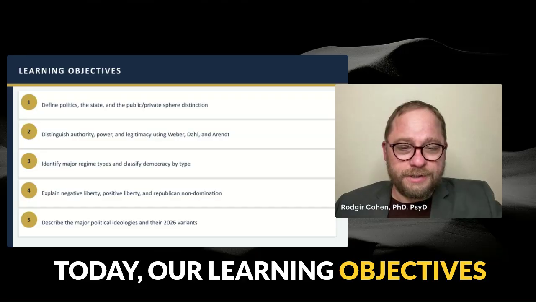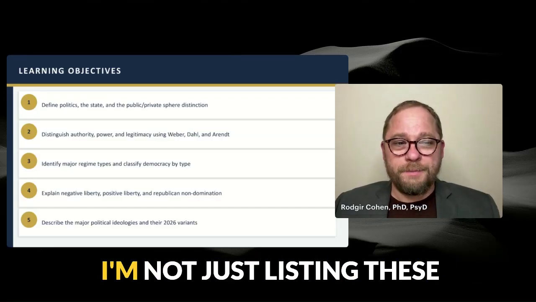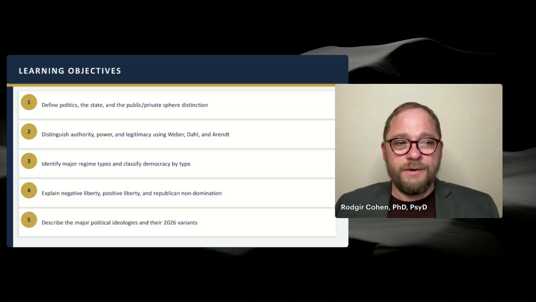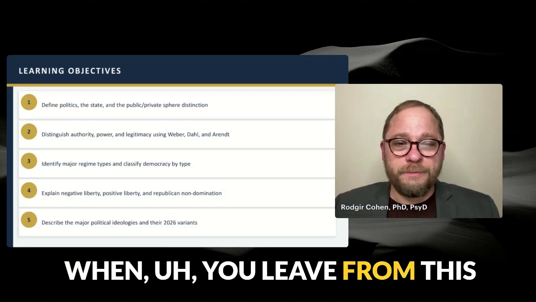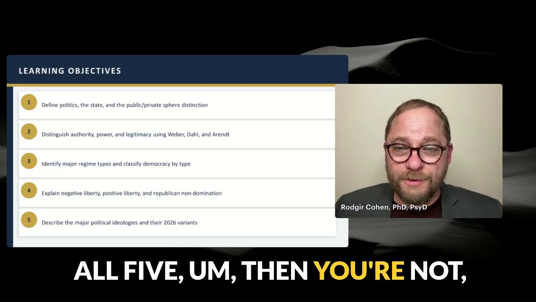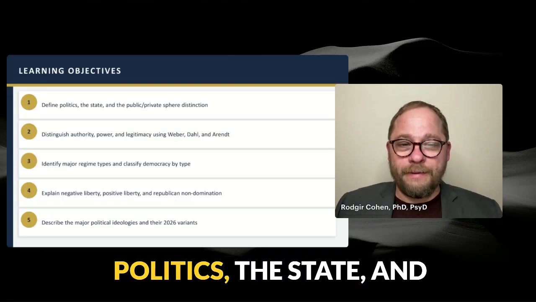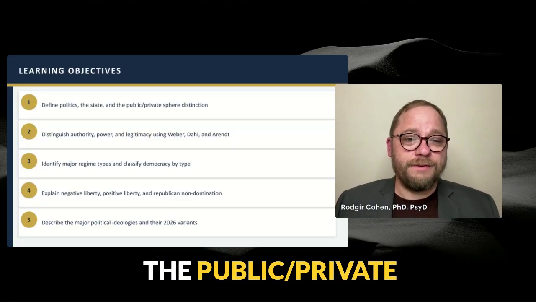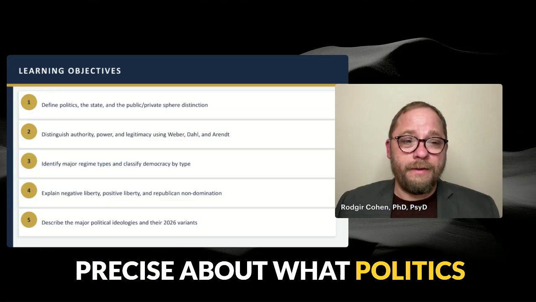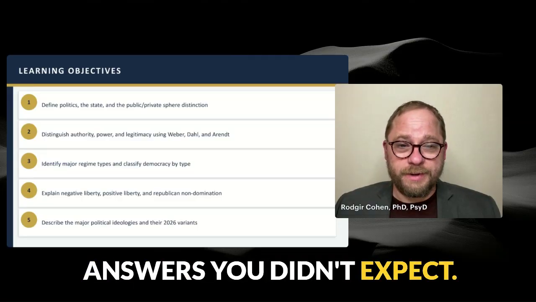Today, our learning objectives are 5 things you're going to be able to do by the end of the class. And I'm not just listing these as a box to check. I want you to see them as a checklist. When you leave this class, if you can't answer all 5, then you're not fully comprehending the course material. So, number 1, define politics, the state, and the public-private sphere distinction. It sounds very basic to define, but you'll see that getting precise about what politics is and what it opens up will give you a lot of answers you didn't expect.